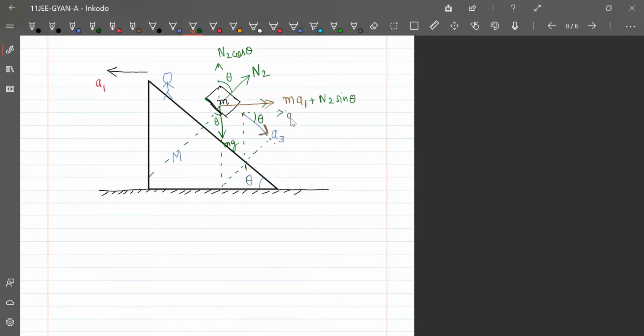And acceleration, here it is a3 cos theta, here it is a3 sin theta. मैंने a2 नहीं लिया, a3 लिया because a3 is with respect to this person. इसको कितना acceleration दिख रहा है. So now I can write this relation that mg minus n2 cos theta equals to ma3 sin theta. And second equation, that ma1 plus n2 sin theta, that is equal to ma3 cos theta.